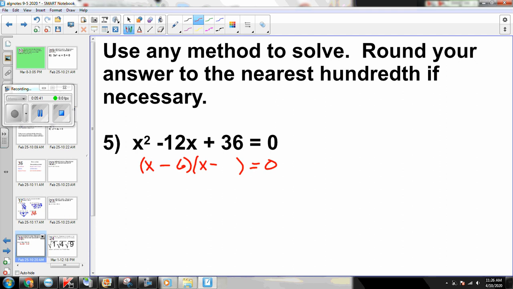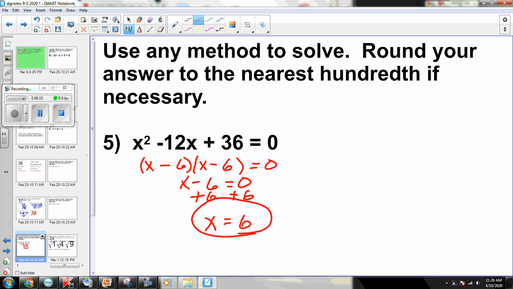Let's see, 6 times 6 is 36. And negative 6 and negative 6 make negative 12, so that would work. I'm noticing the binomials are the same, so that means I'm only going to have one solution. I'm just going to say x minus 6 must equal 0. I'm going to solve that equation. My answer is x equals 6.